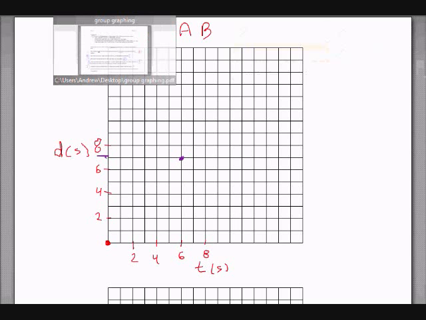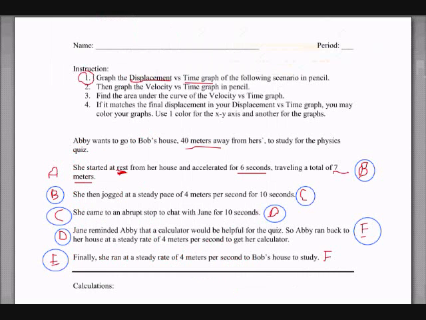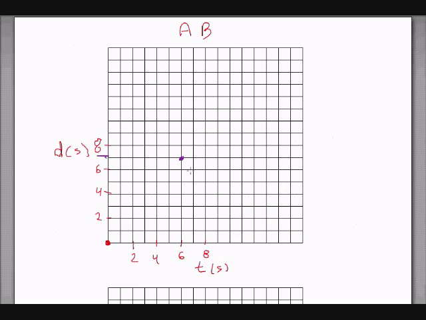Well, that's where you have to look at the section once again, the excerpt. Look, it says she accelerates. So it means from here to here, and I can label these. This is what I was talking about. This is going to be point B, and this is going to be point A.